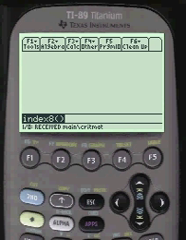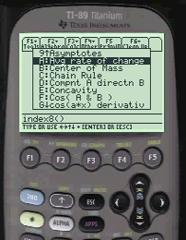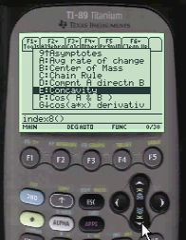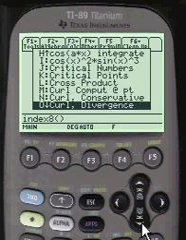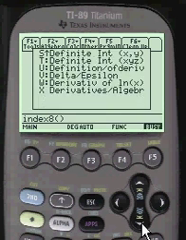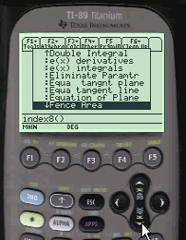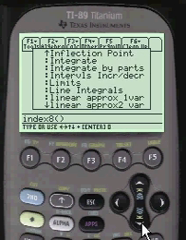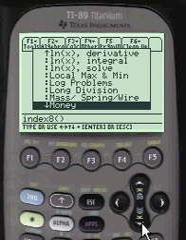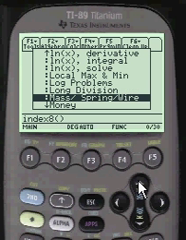We're going to do a maximum and minimum problem in graphing functions. Index 8 to get to my menu. I'm going to scroll down here to local max and min. There it is there.